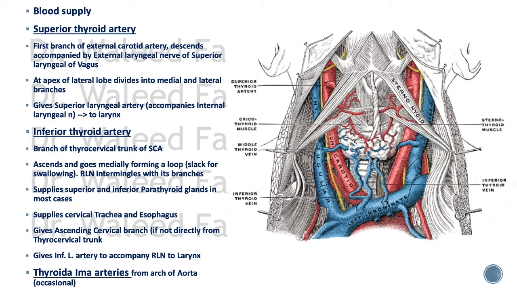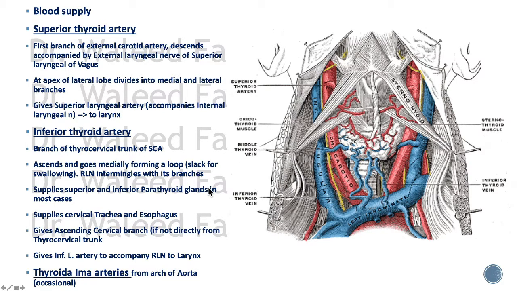Okay? The superior thyroid artery gives the superior laryngeal artery, which supplies the larynx and pierces the thyrohyoid membrane. The inferior thyroid artery gives the inferior laryngeal, which will accompany the recurrent laryngeal nerve and supply the larynx from below. Superior laryngeal, inferior laryngeal. The inferior thyroid also may give the ascending cervical branch on the side of the vertebrae.